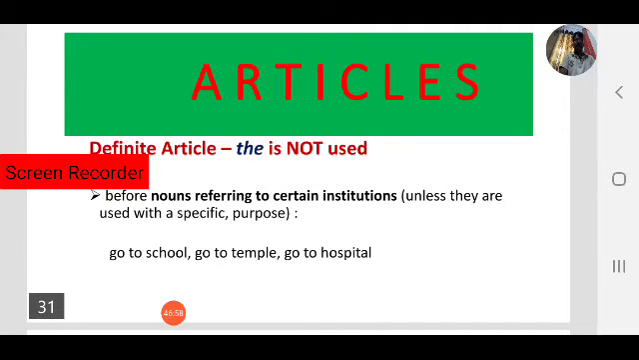Before nouns referring to certain institutions, unless they are used with a specific purpose. For example, go to school, that is common. Why go to school? For study. I go to school. Not I go to the school. Go to the school means a separate purpose. In that case we have to use I go to the school, for example, I go to the school to pay my daughter's fees.